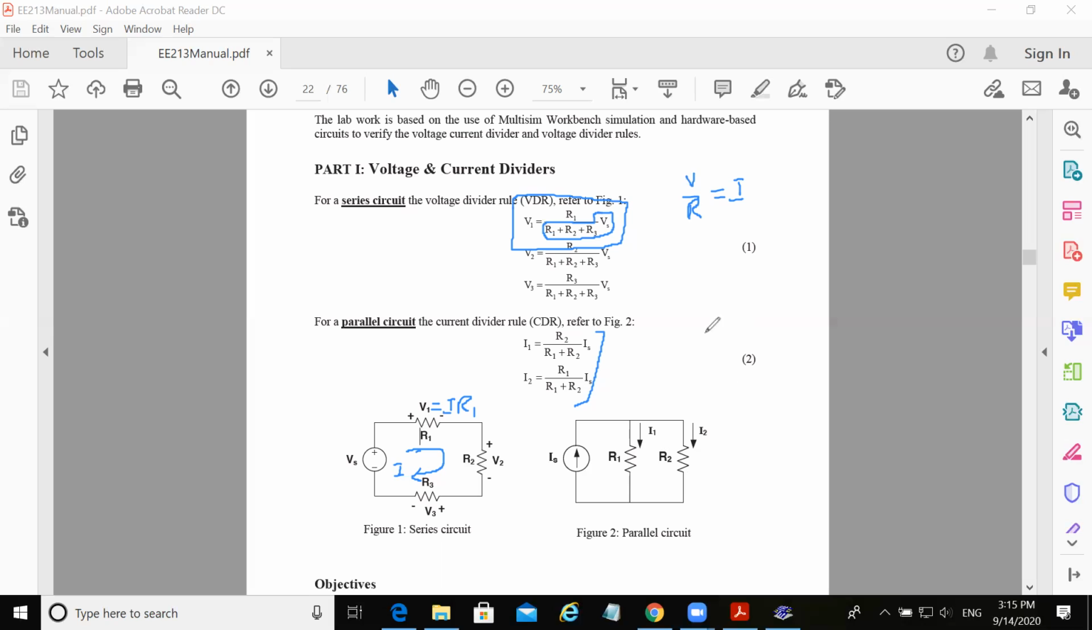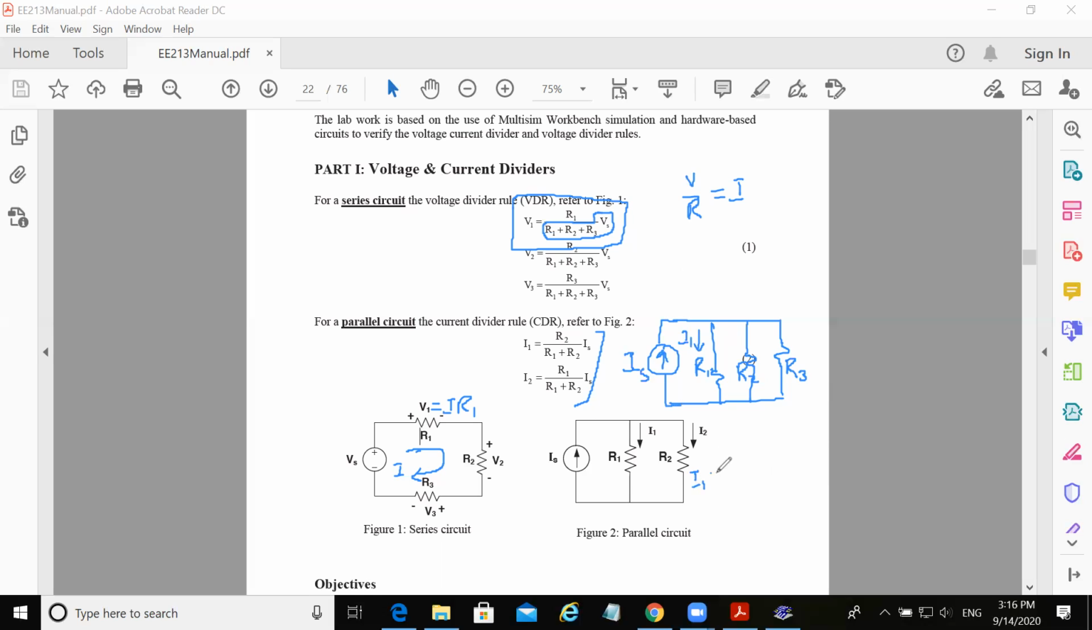Now, things get interesting when we have more than two resistors that are connected in parallel. Let us say that we have a situation where we have three resistors like this that are connected in parallel, and these resistors are, let us call them R1, R2, and R3. And let us say that the total current is IS. We are interested in finding this current I1 that flows through R1. So how can I find this? It's very straightforward.